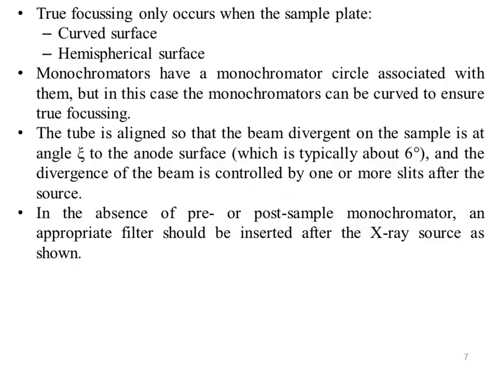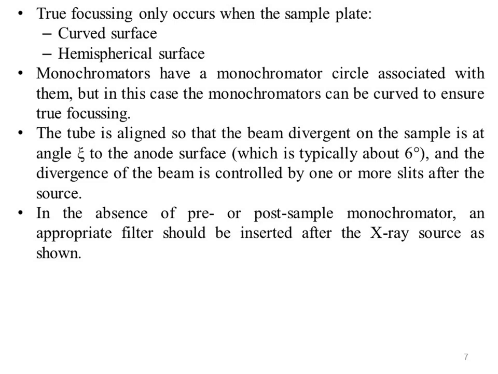The dotted circle centered on the sample position in these figures represents the goniometer circle on which the divergent source X-rays are focused by diffraction from the flat plate sample. Strictly speaking, true focusing only occurs when the sample plate has a curved or hemispherical surface. However, given that the footprint of the beam on the sample plate is considerably smaller than the radius of the focusing circle, then the flat plate approximation works extremely well. This can be seen in the later figures.